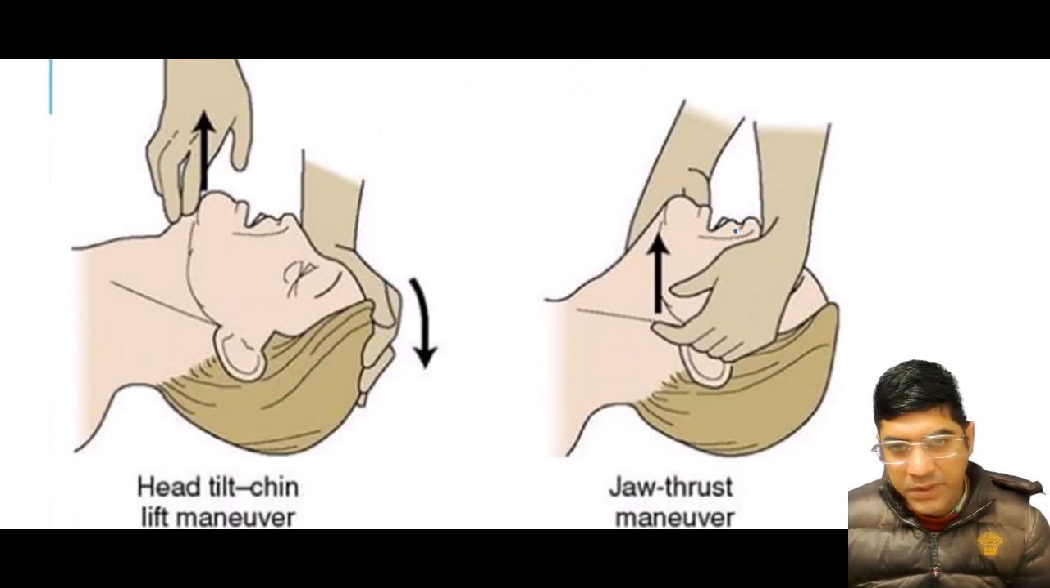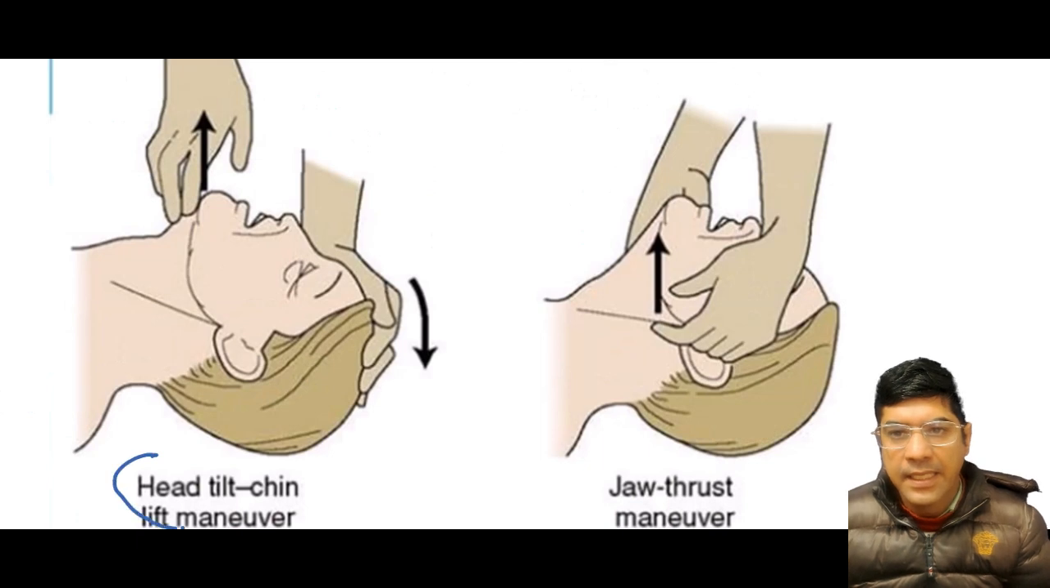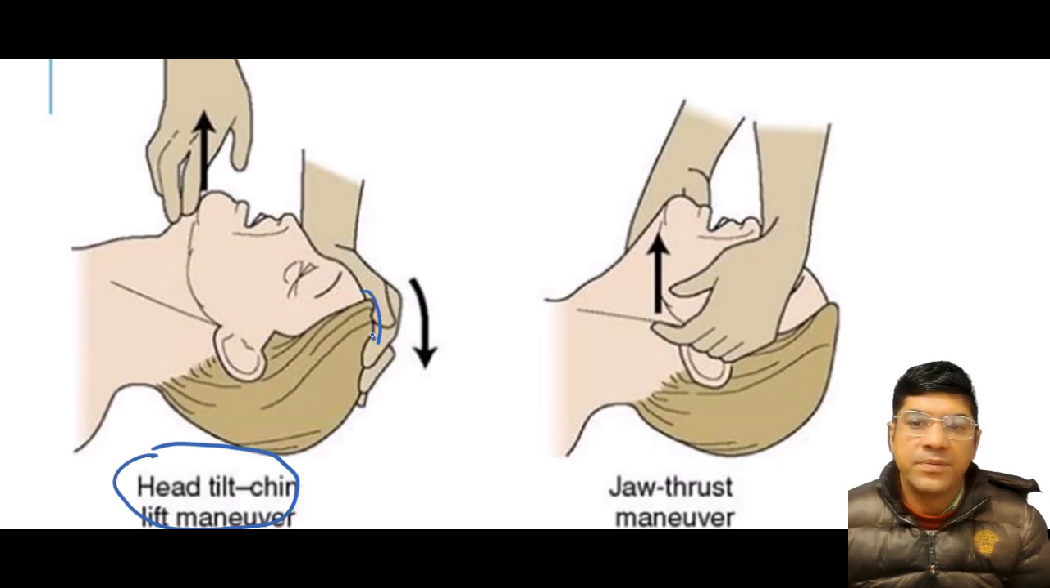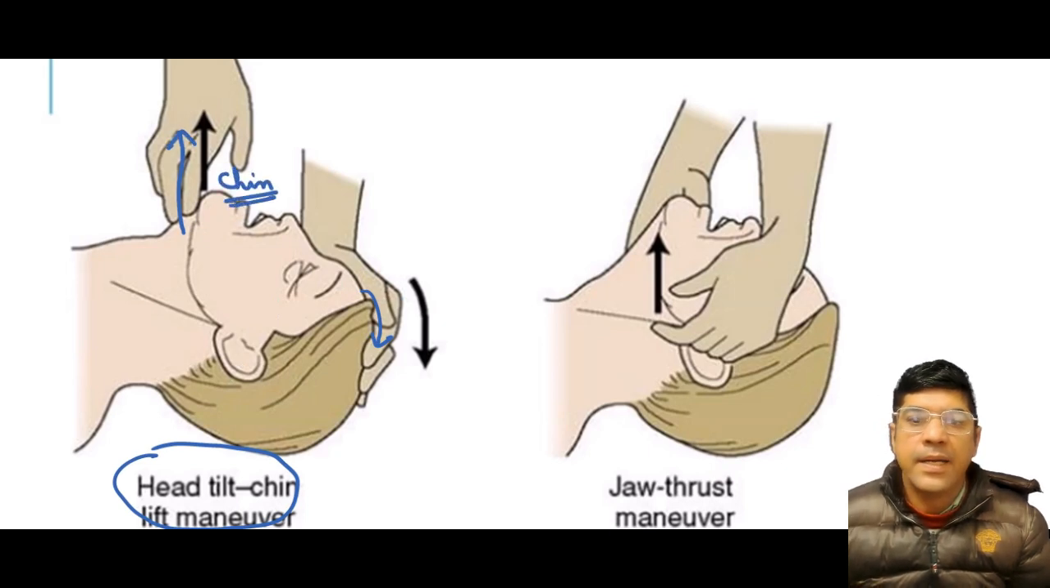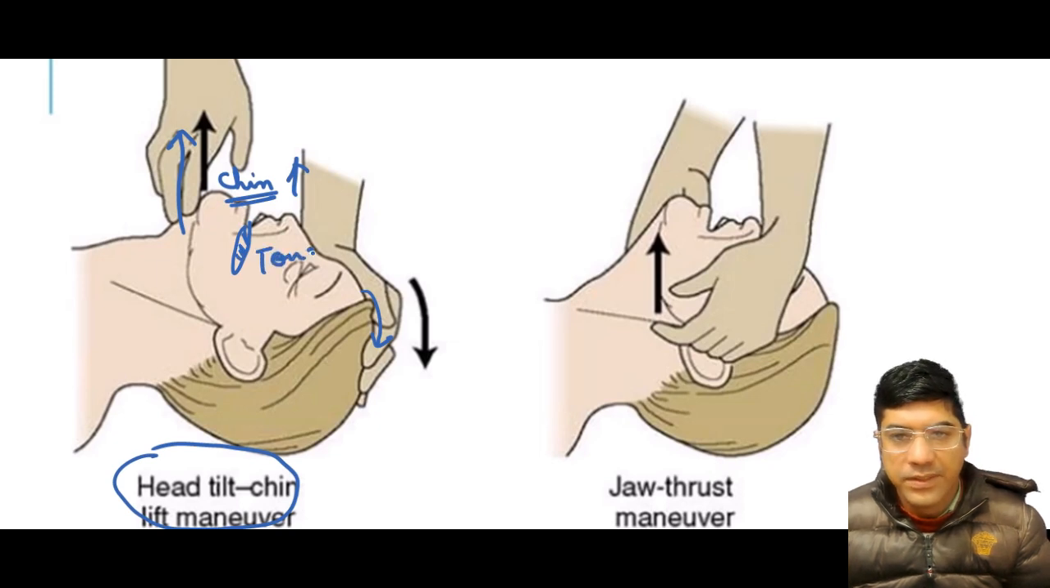The first approach is the head tilt chin lift maneuver. In this technique, you gently tilt the head back and lift the chin upward. It helps to clear the airway obstruction caused by the tongue falling backward and blocking the throat. By tilting the head back and lifting the chin, the tongue is moved away from the back of the throat, allowing for better airflow into the lungs.